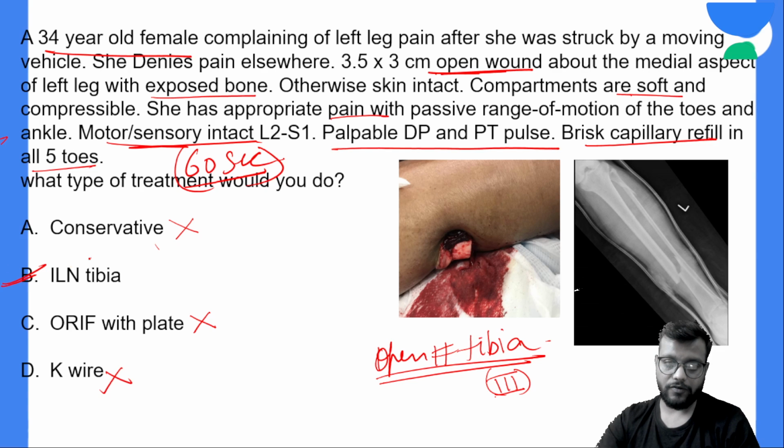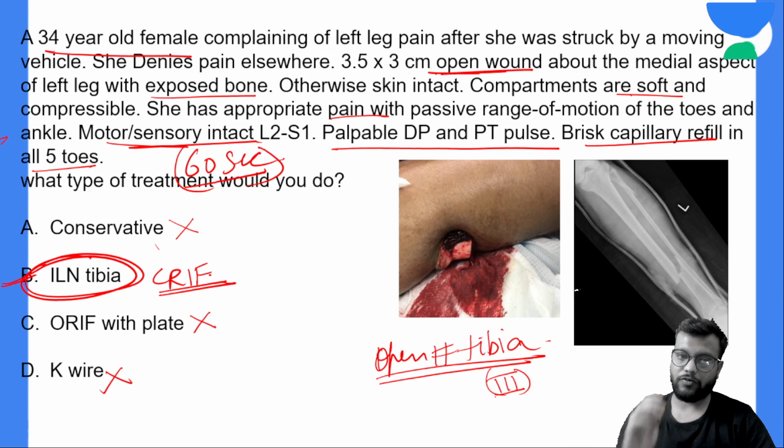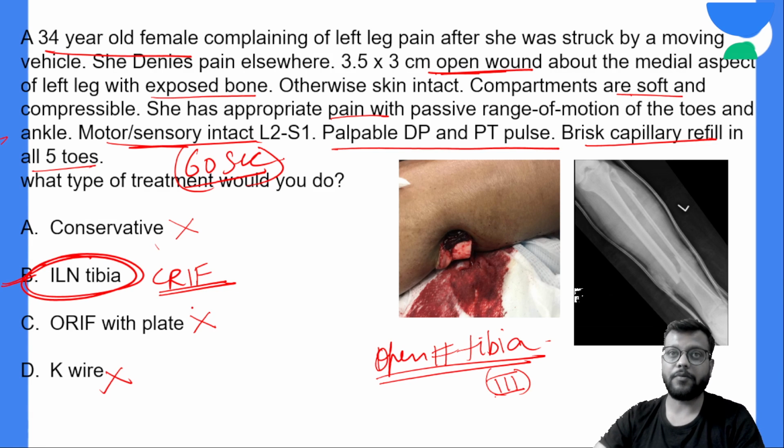So the treatment of choice here is your interlocking tibia nail, because it is closed reduction internal fixation with no incision or opening of the fracture site or at the wound site. Okay, so basically it should be debridement with interlocking tibia nail.